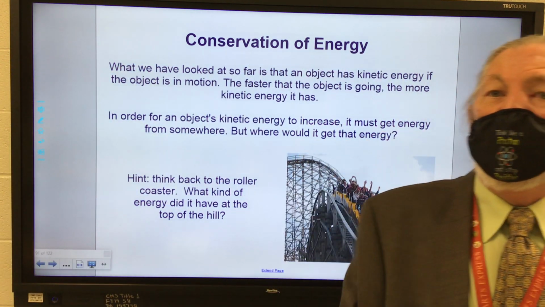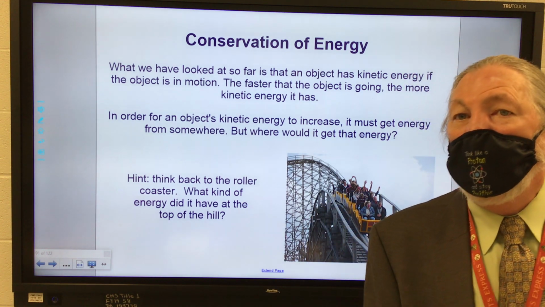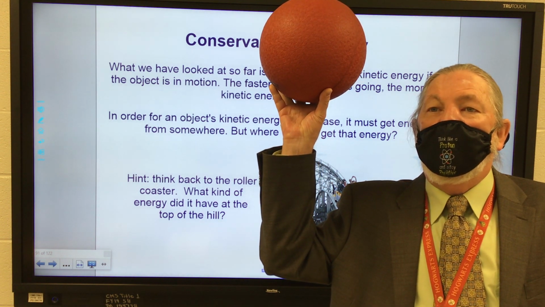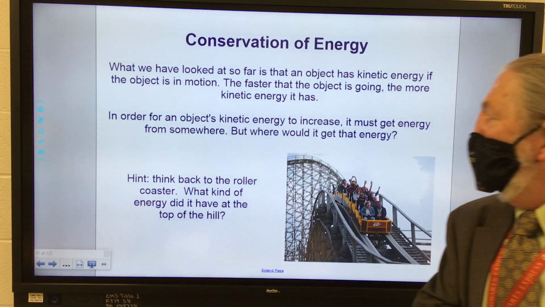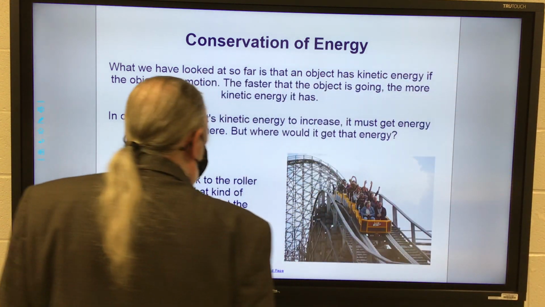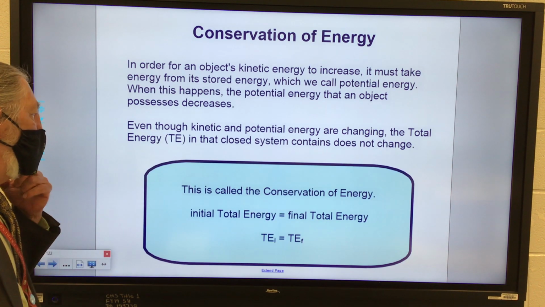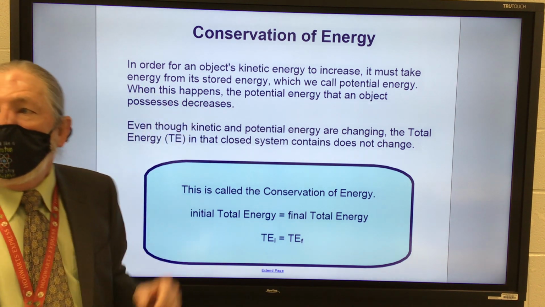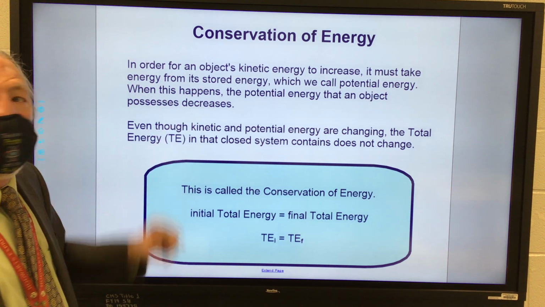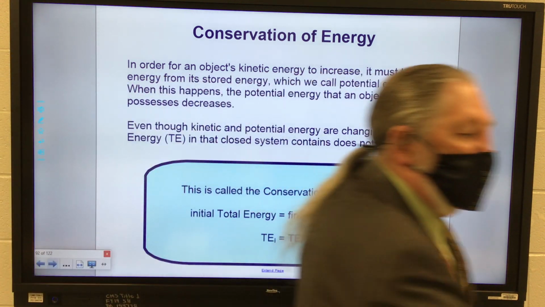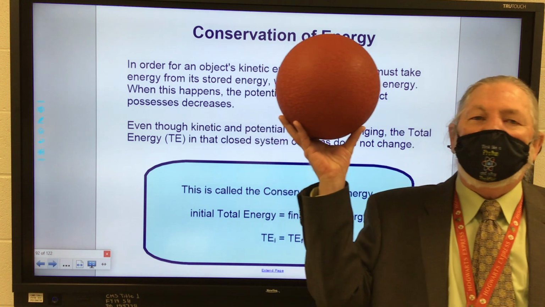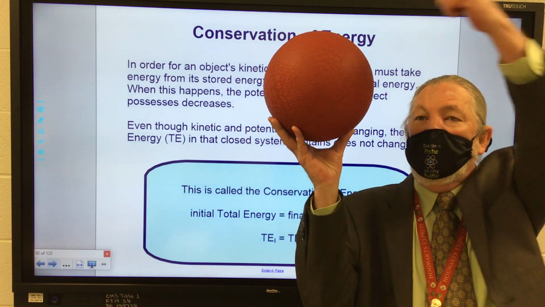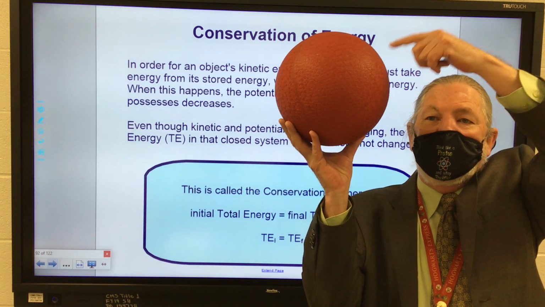Where do you think it gets it from? Let's find out. Okay, so in order for an object's kinetic energy to increase, it must take energy from its stored energy. Here's my model right here, my famous dodgeball. Where's it going to get the kinetic energy from? From the stored gravitational potential energy right in here, right?